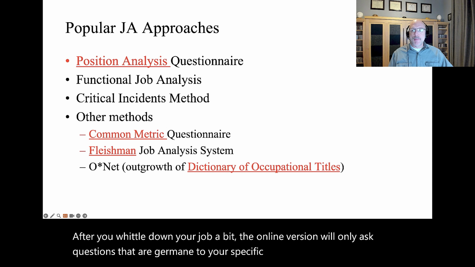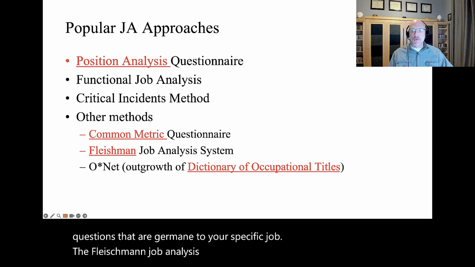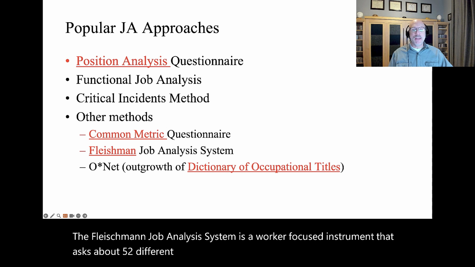The Fleischmann Job Analysis System is a worker-focused instrument that asks about 52 different abilities needed to perform just about any job.